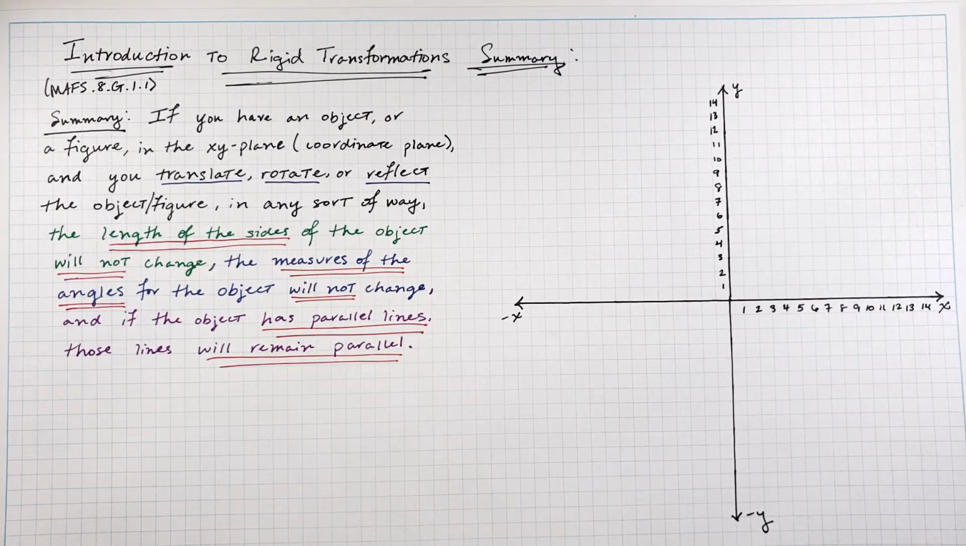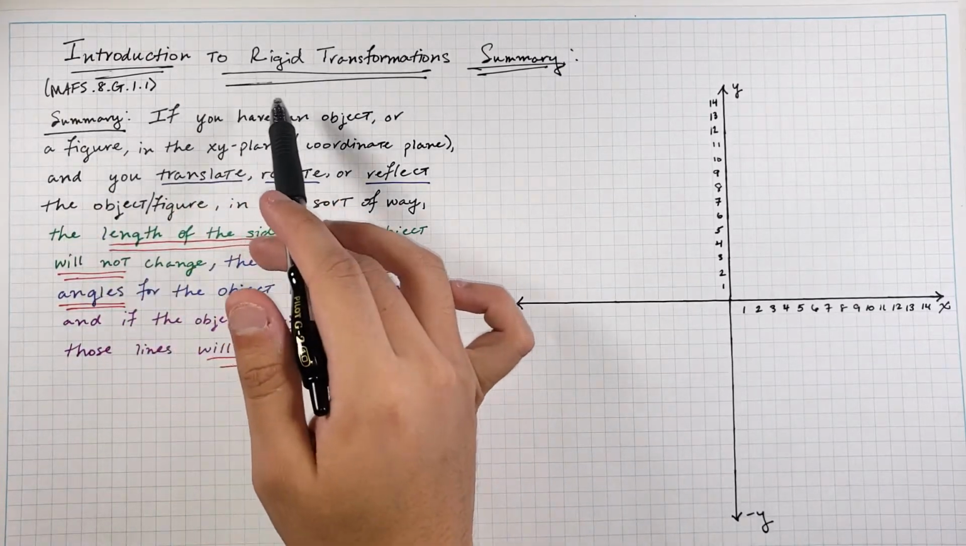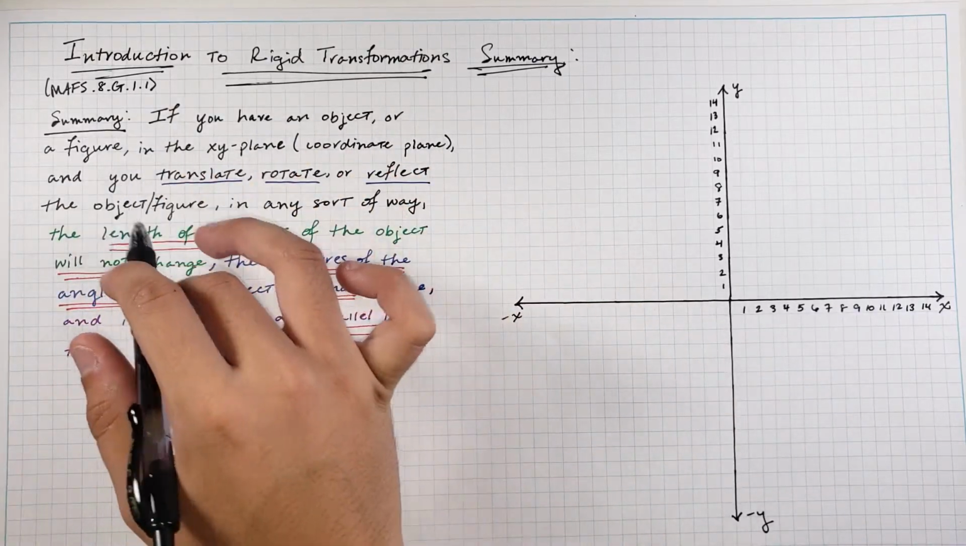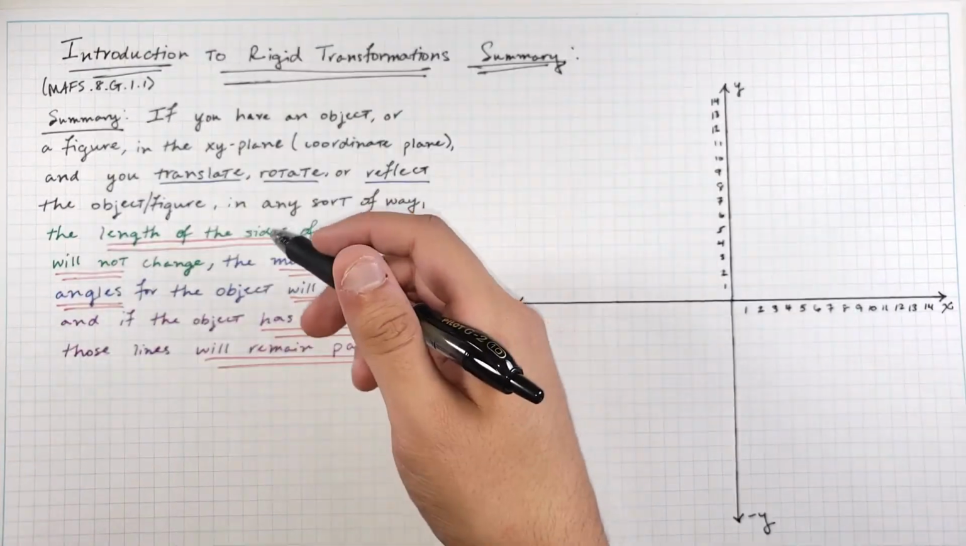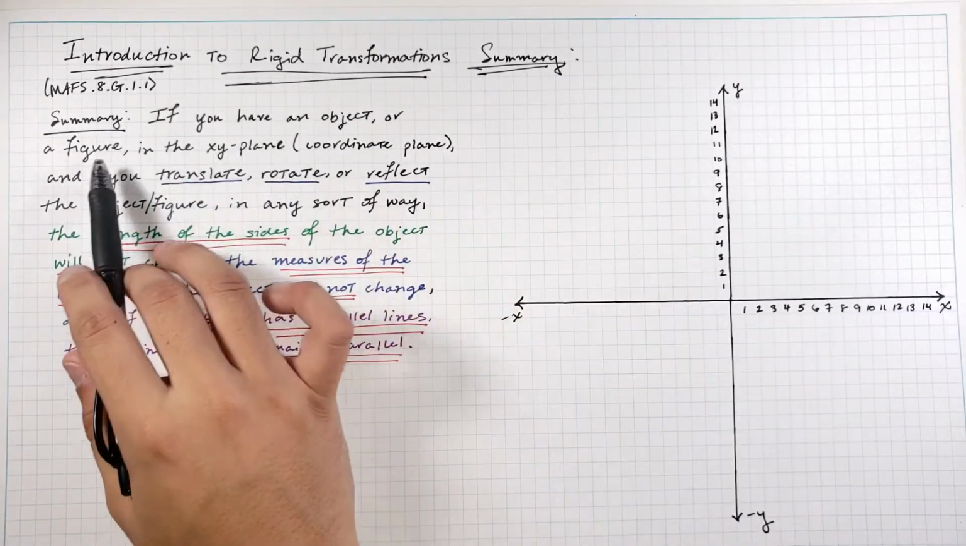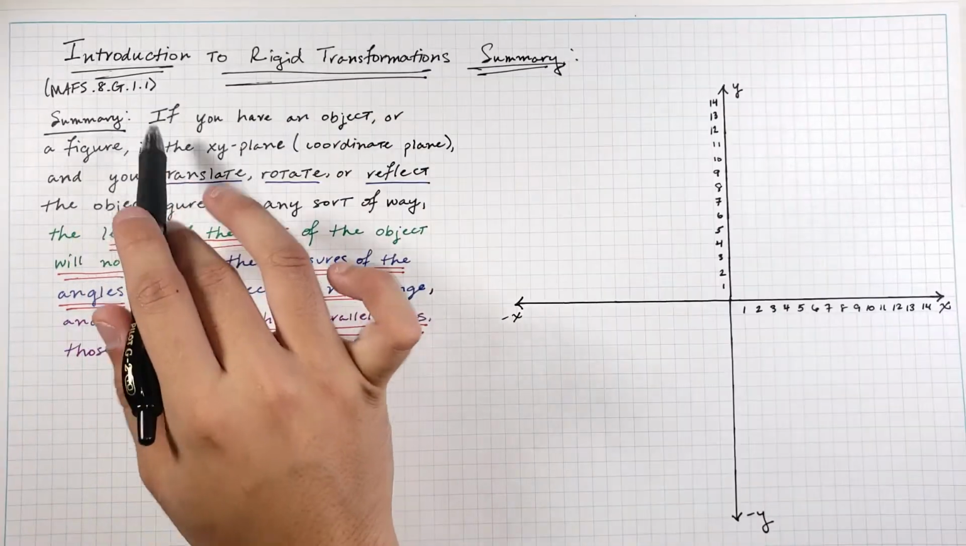Alright guys, so in this video, we're going to summarize what we went over in the past 3 videos. And hopefully this little short sentence right here. I'm going to try to summarize everything we talked about in the last 3 videos pretty much in this video. Alright, so introduction to rigid transformations summary. Okay, so here's the summary.